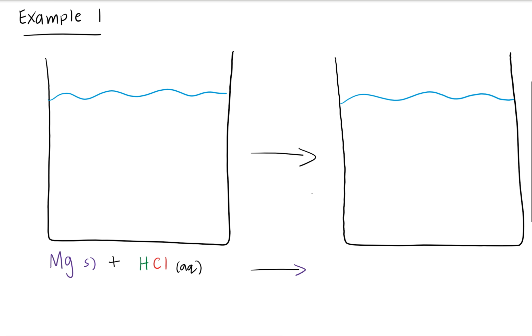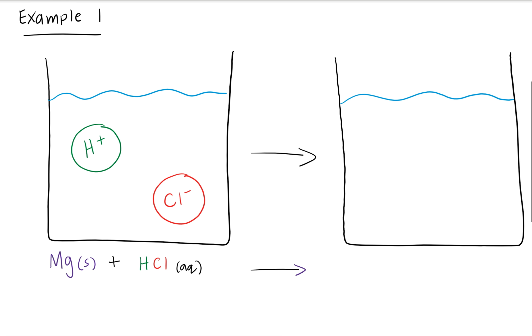So our first example, we have solid magnesium reacting with aqueous HCl, and HCl is hydrochloric acid. So we're going to draw what the ions look like in hydrochloric acid, and remember, when I see that AQ, I have something dissolved in water. So I have hydrogen ions, the +1 charge, and chloride ions dissolved in our water.